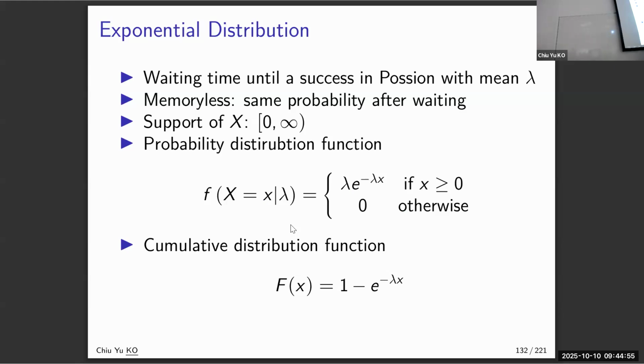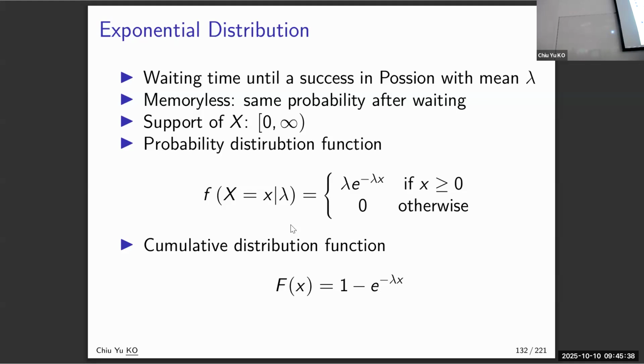a particular feature called memoryless, which means that no matter how long you wait, you don't change your mind. That may not be the best case in the business world. Suppose you have waited for your delivery for 1 hour. Then the probability that it will come in the next minute should be higher compared to when you first ordered it. So this might not hold in the business world, but it will hold in the physics world.